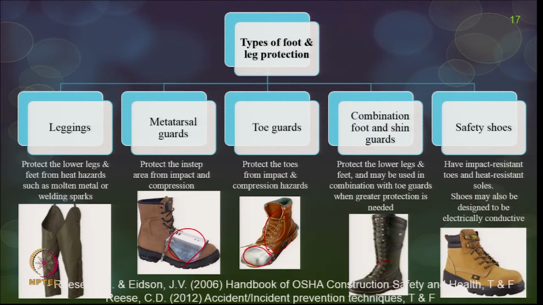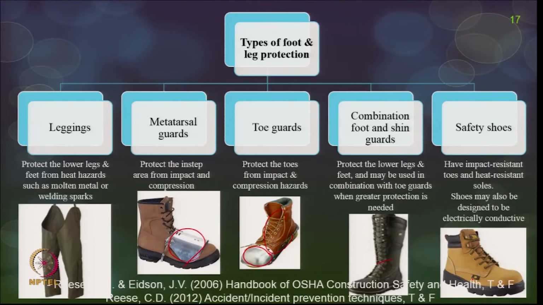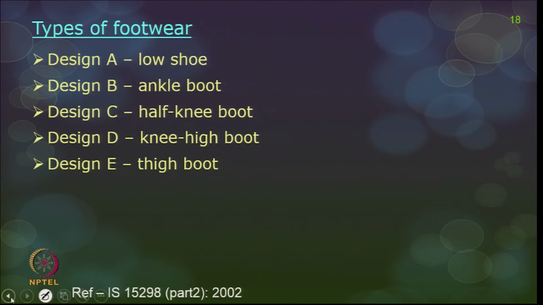When full leg protection is required, then you have to go for full length boots and the shin guards. The next is safety shoes. Safety shoes are supposed to be impact resistant, with heat resistant soles, and the soles, which implies the bottom portion of the shoes, should be very sturdy and should be able to resist impact and heat. And the shoes may also be designed to be electrically conductive, especially when you are working with electricity.